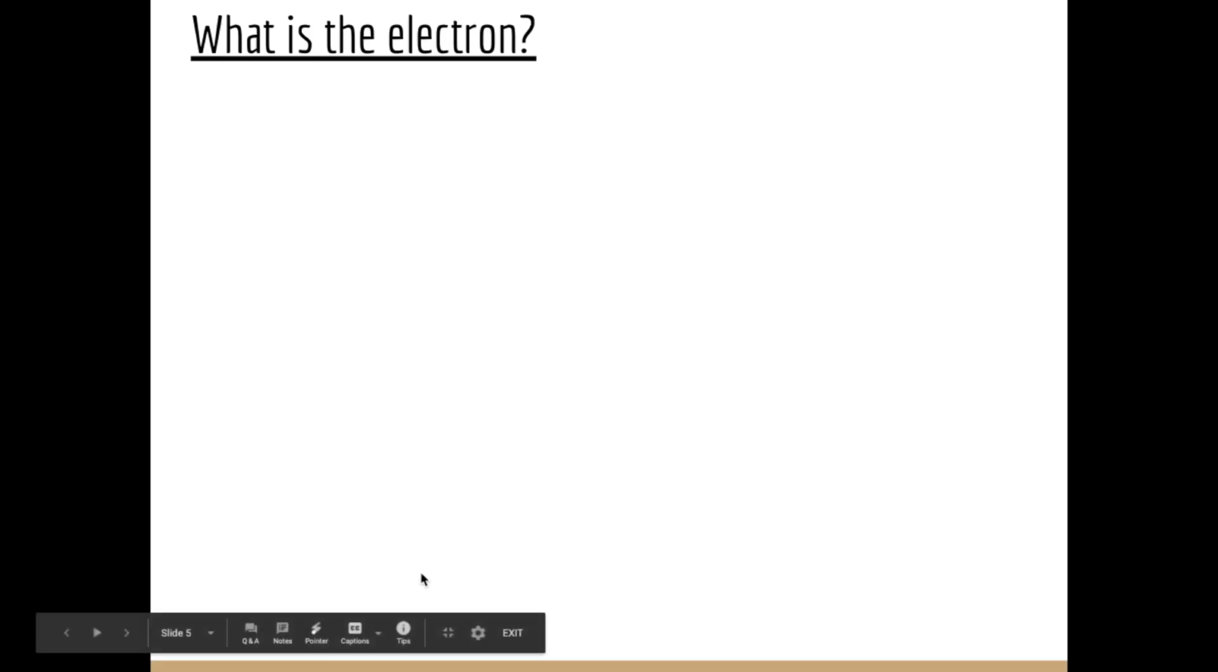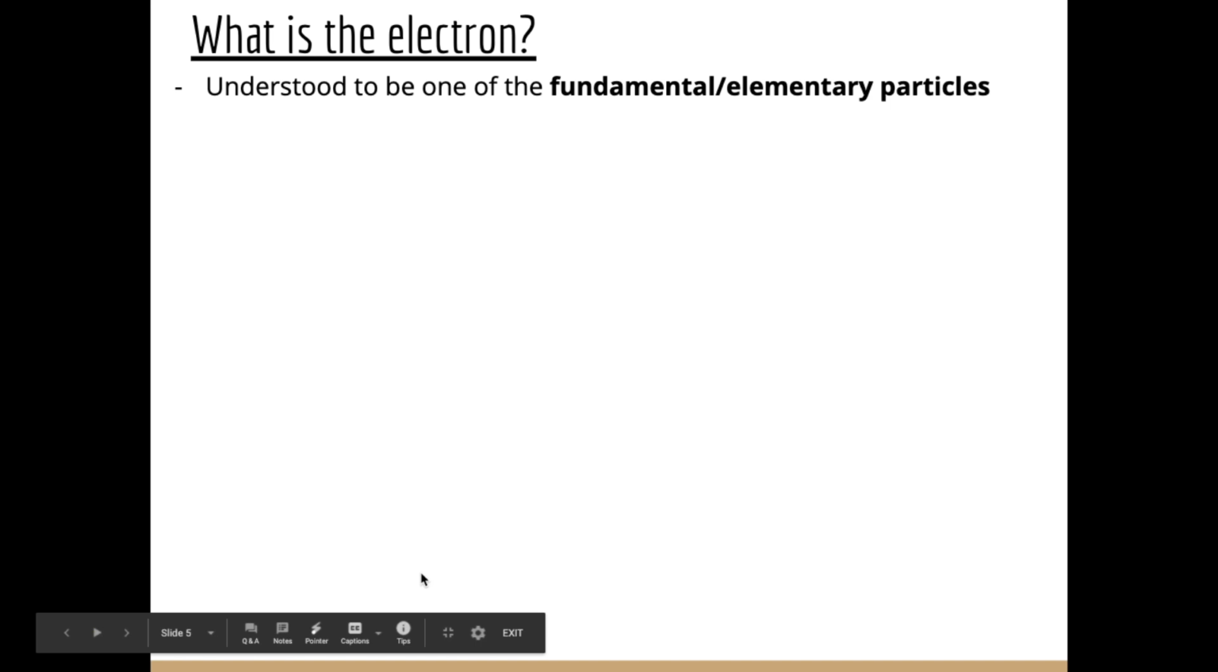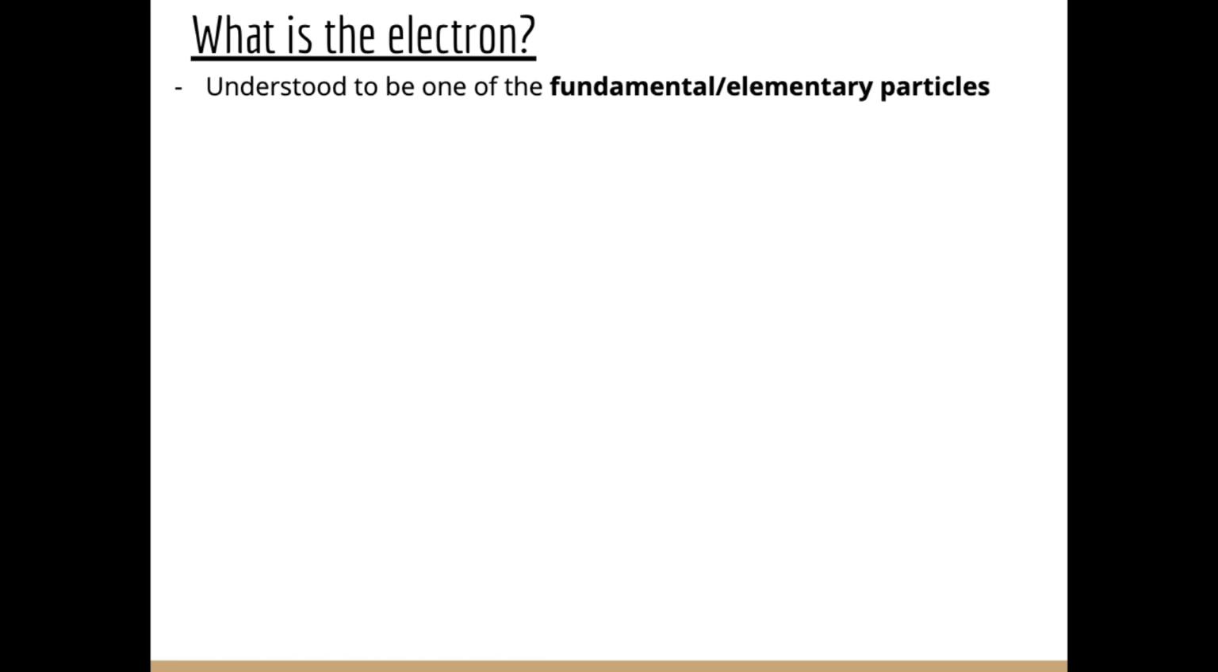Okay. This is where we get into the fun stuff. Let's think about what the electron is and how the electron exists. What is it? That's the title of this slide. It's understood to be one of the fundamental and elementary particles. Now, our protons and neutrons aren't considered fundamental and elementary particles because they can be broken down even further. The protons and neutrons are made up of things called quarks, where you've got up quarks and down quarks in different ratios to one another to make a proton or a neutron.